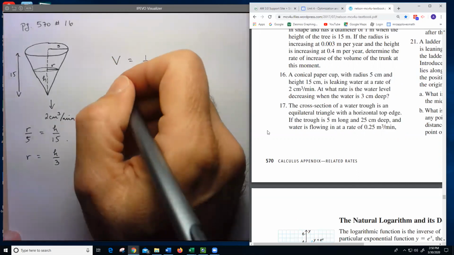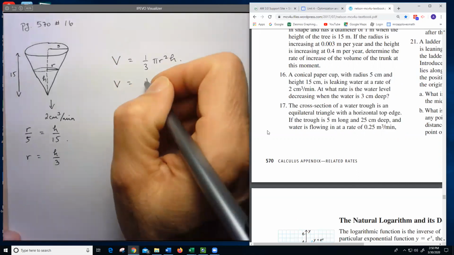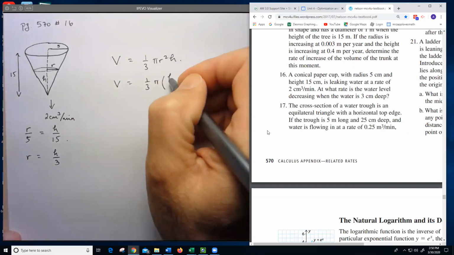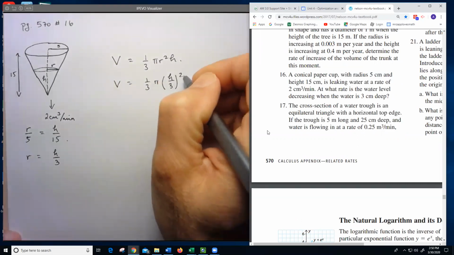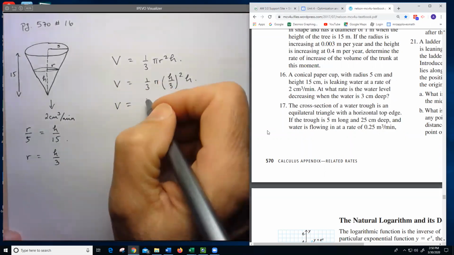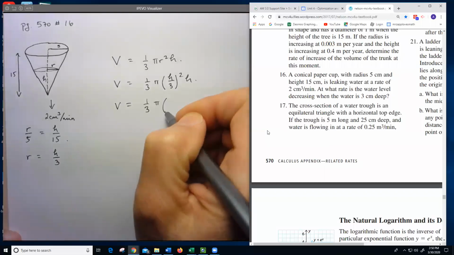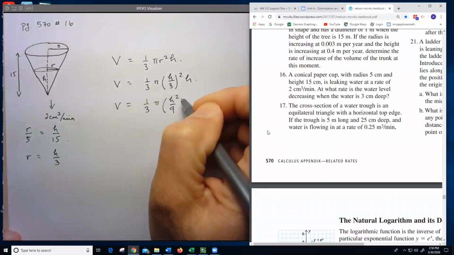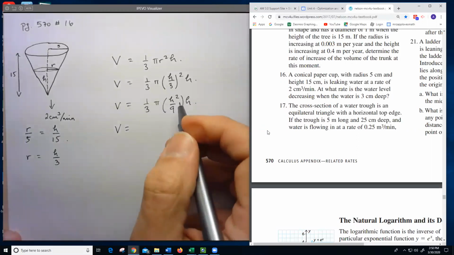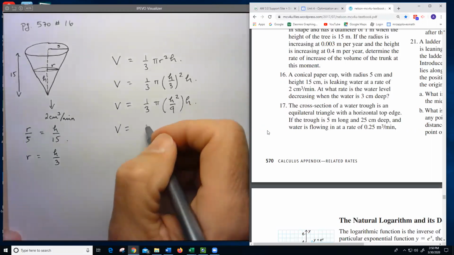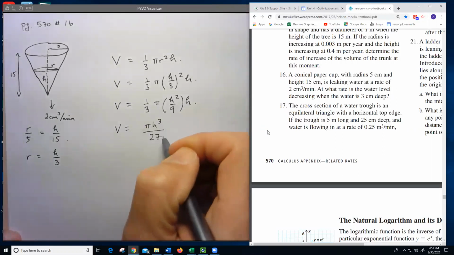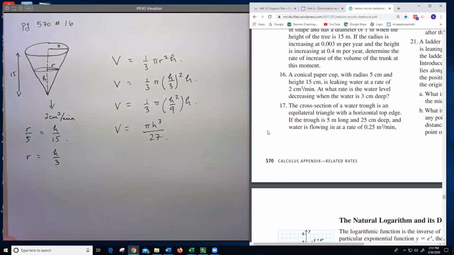But now in order to make this more user-friendly, wherever I see an r, I'm going to replace it by h over 3, all right? So let's keep simplifying here. So 1/3 pi times h squared over 9 times h, and so V is equal to, well, it looks like in the numerator I have pi h cubed over 3 times 9, which is 27, okay?